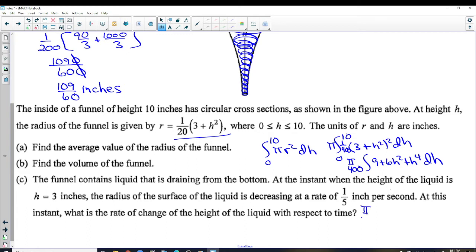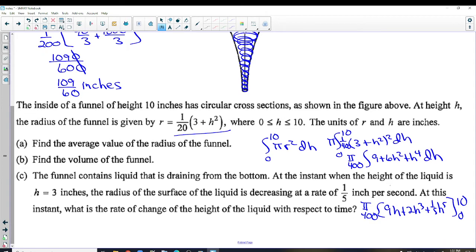So pi over 400, 9h plus 2h to the 3rd plus 1/5 h to the 5th from 0 to 10. And this is where I'm going to skip to the answer. I'm going to give away the ending. 2209 pi over 40 is really what you end up getting. So we kind of skip to the end there.